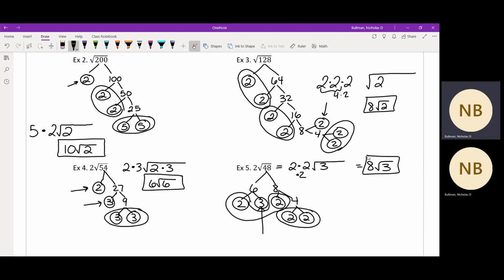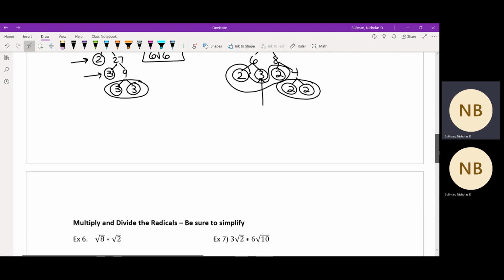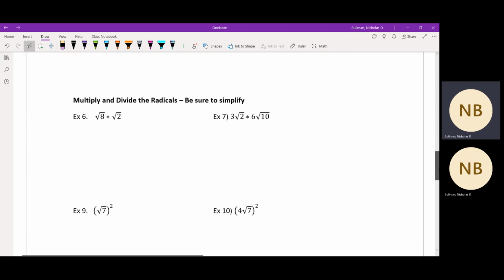Okay, so as you simplify square roots, you're doing the same steps every time. Do your factor tree. Any pairs will move outside, and any singles will stay inside. And if you have multiple outside or multiple inside, just make sure to multiply them together. And if there wasn't a number already outside, make sure to not forget about it. Make sure you leave it where it was.